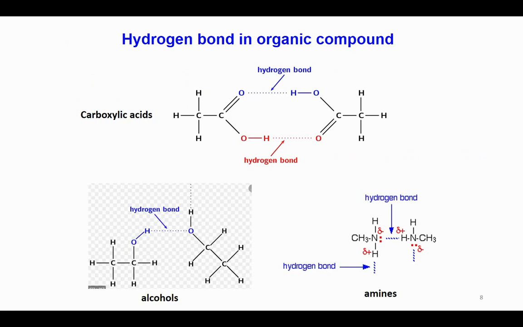Now let's look at hydrogen bond in organic compound. This hydrogen is attached to O, so this hydrogen can form hydrogen bond with oxygen atom. The same goes to here. This hydrogen is attached to O, so it can form a hydrogen bond with oxygen atom. But for these three hydrogens, since they are attached to carbon atom, therefore it cannot form a hydrogen bond.